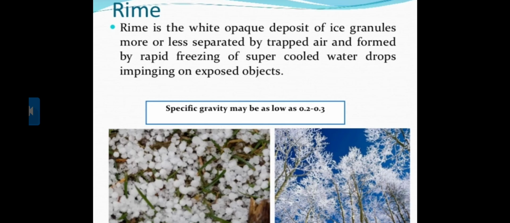Rime. Again, you all will look at the picture and listen to what I say. Rime is the white opaque deposit of ice granules more or less separated by trapped air and formed by rapid freezing of supercooled water drops impinging on exposed objects. If you look at the figure, you can realize that each word stands true for how it is being described. They look like ice granules more or less separated by trapped air.